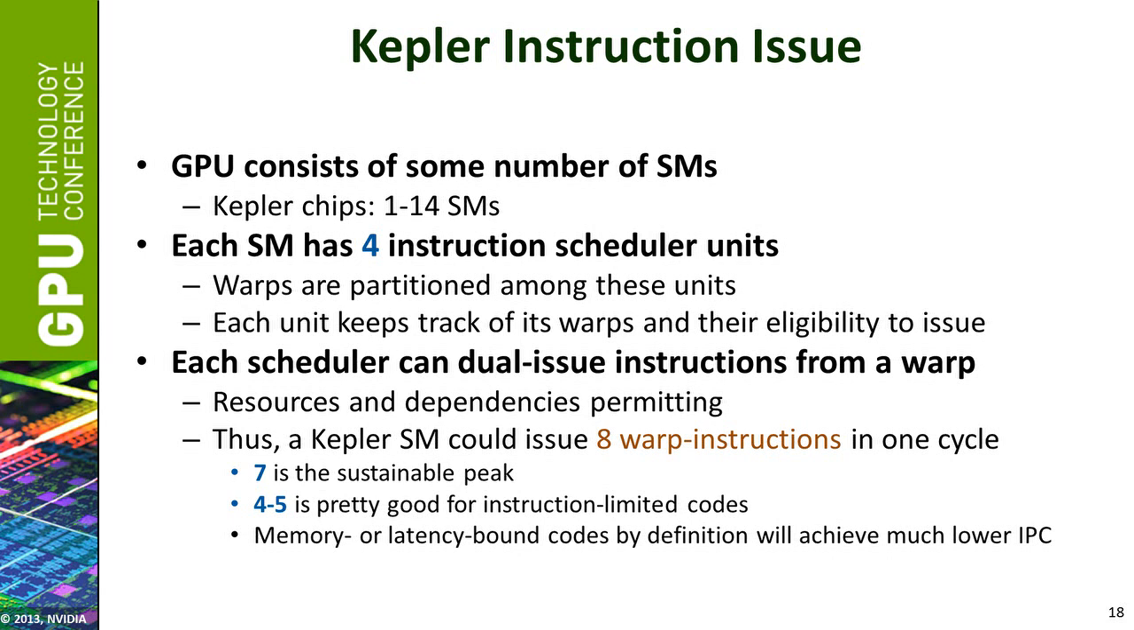And what happens is, all the warps that are running on a given multiprocessor get partitioned across these 4 instruction schedulers. Once a warp is assigned to an instruction scheduler, it stays there, and that instruction scheduler is responsible for that particular warp. That scheduler keeps track of all the warps that it has. It tracks which of its warps are ready to execute an instruction, which warps are stalled, and it essentially picks out of the pool of warps that are eligible to issue an instruction and executes one of them. On top of that, for any given warp, a scheduler can dual issue instructions.